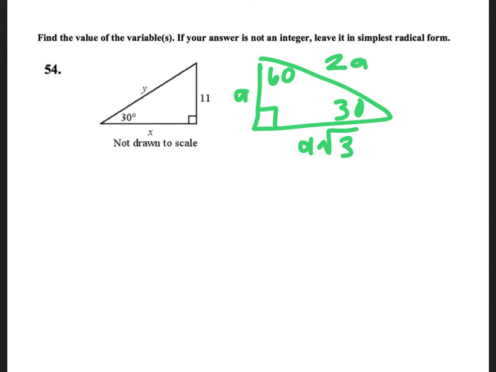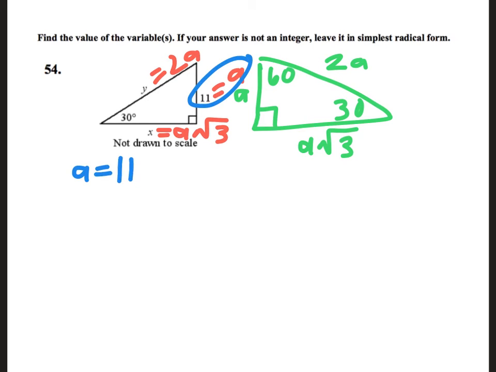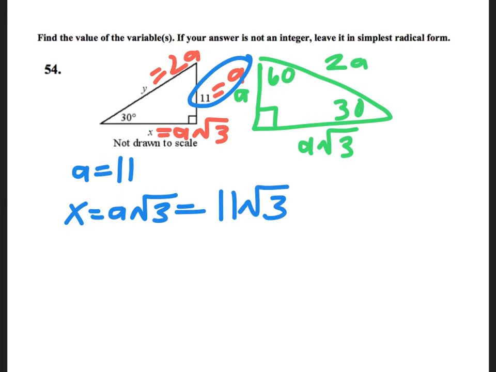In this one, they give us our A value. Isn't that just the nicest? Because then we can just plug it in everywhere else. Again, X is going to equal A root 3. And Y is going to equal 2A. So notice I have right here A equals 11. I know X equals A root 3, so it equals 11 root 3.